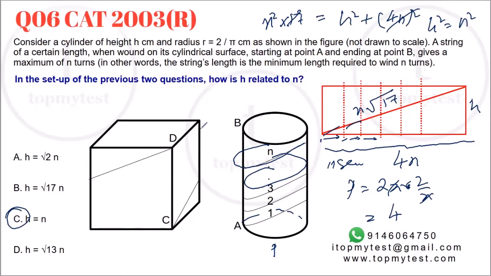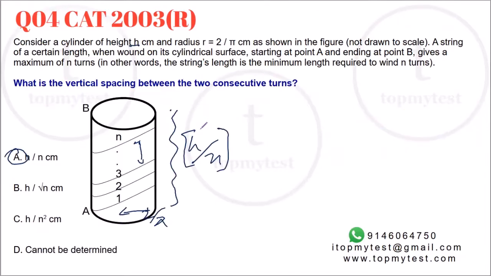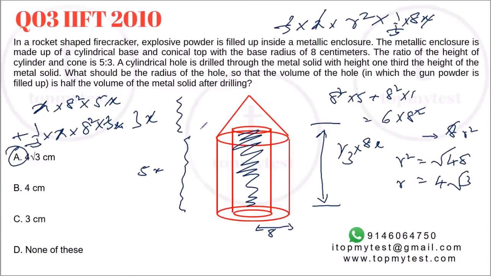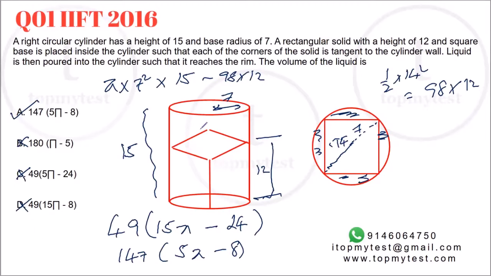Right, this is a very interesting question. This is from CAT 2003 repeat paper. Key point was flatten out the cuboid or the cube or the cylinder as the case may be and apply the Pythagoras theorem. And as with the rest of the questions as well, if you visualize the diagrams, questions can be solved in a reasonably quick manner.